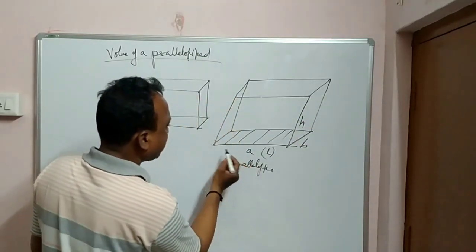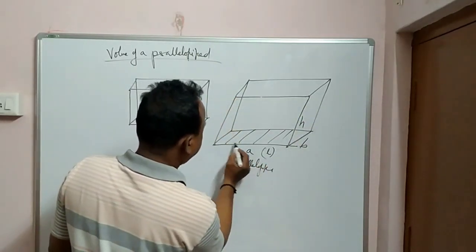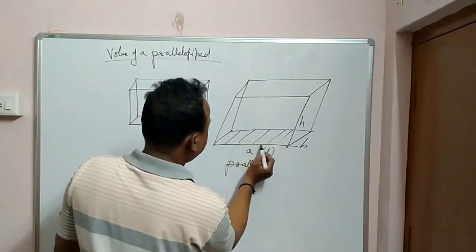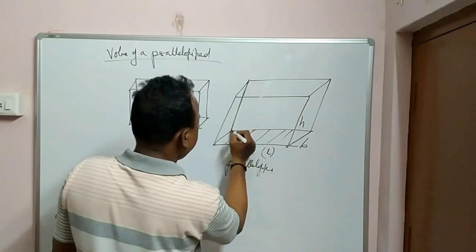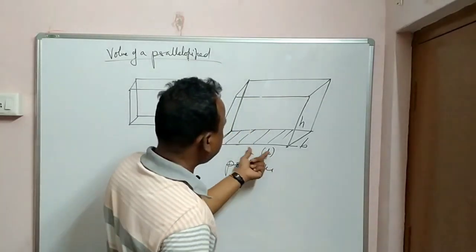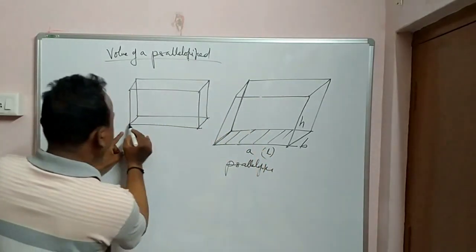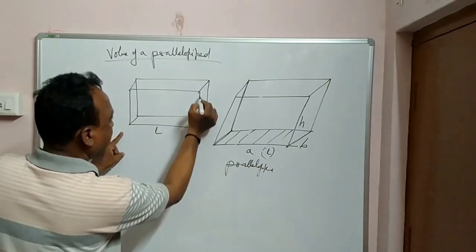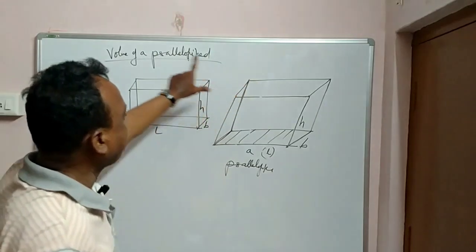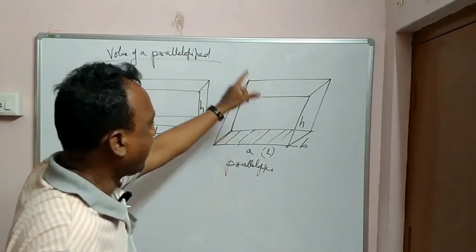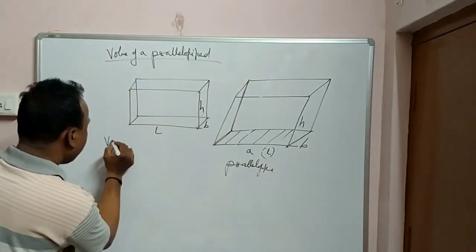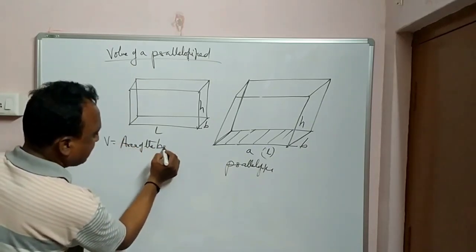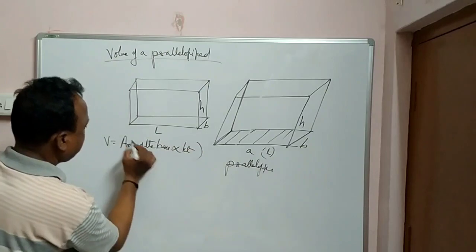And also in vector notation you can give it like this. This is A vector, B vector, and this one. This is the length, breadth and height. How will you get the volume of any solid rectangle or parallelopiped? Volume is got by area of the base into height.